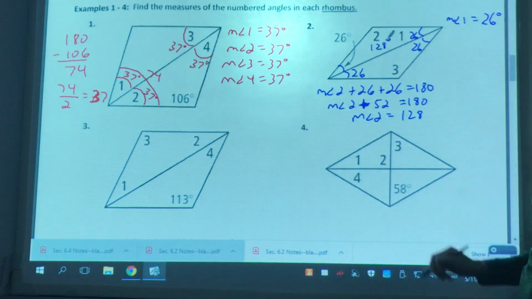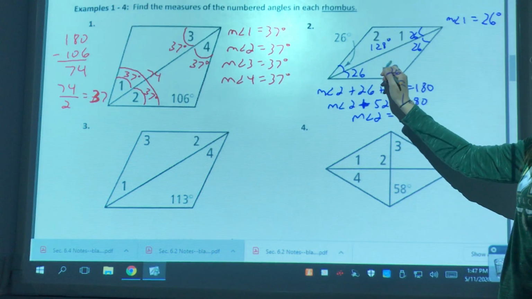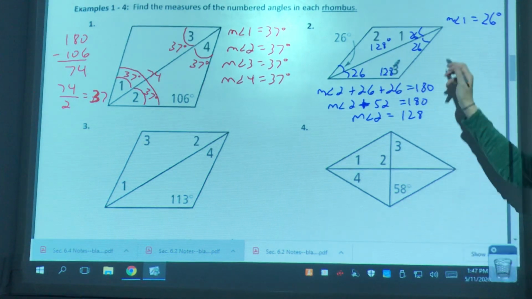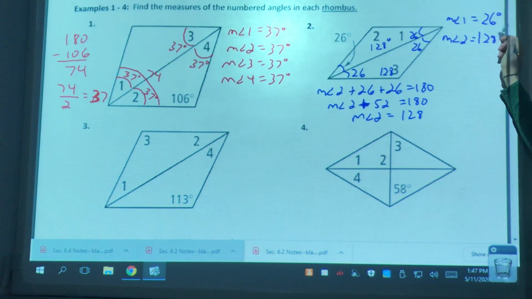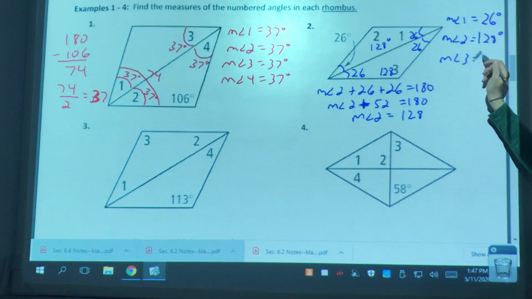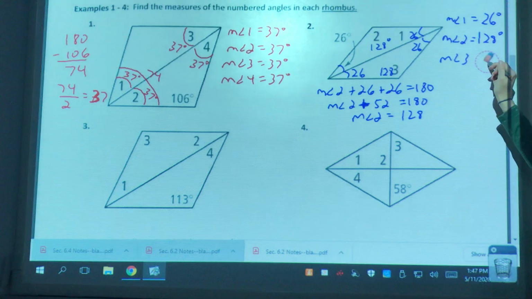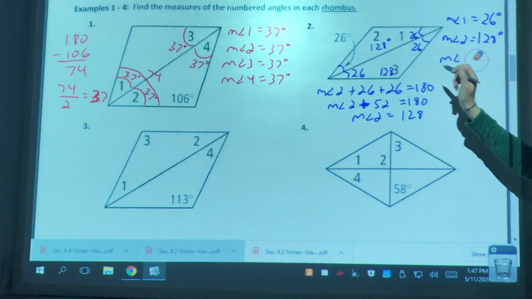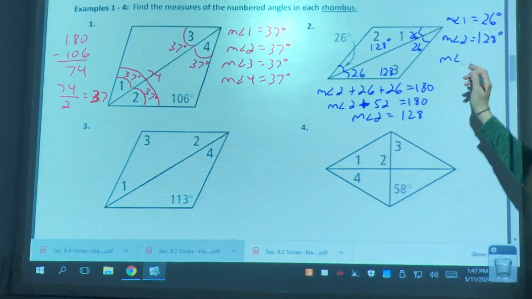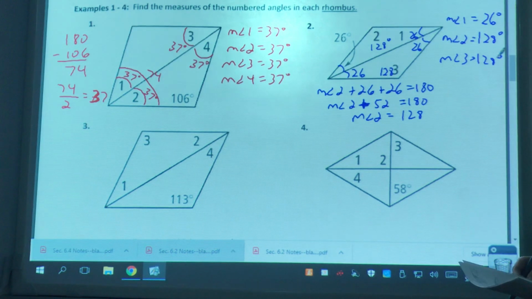Okay, so that's angle 2, and then based on it being a parallelogram, I know opposite angles are congruent. So this also has to be 128. Now I'm going to lift these off to the side again just so you can see them well. Measure of angle 2 must be 128, and measure of angle 3 is also 128. Okay, so that gives us those angles.